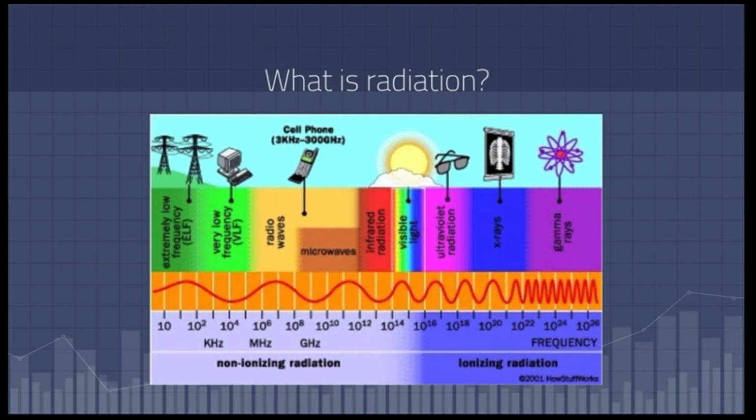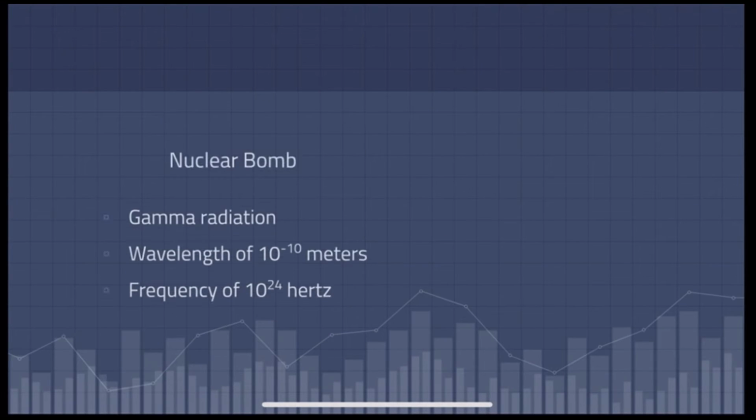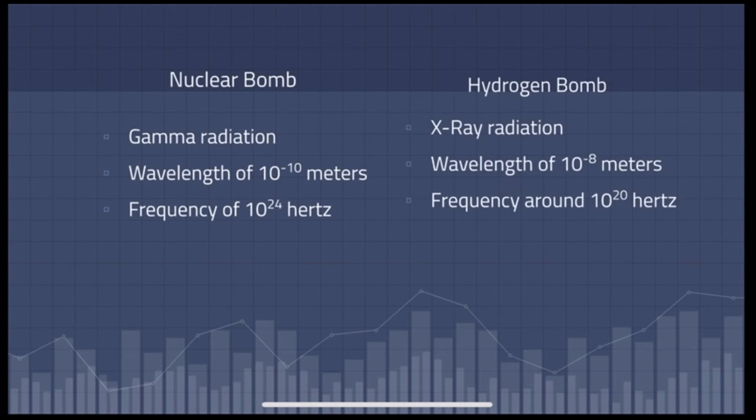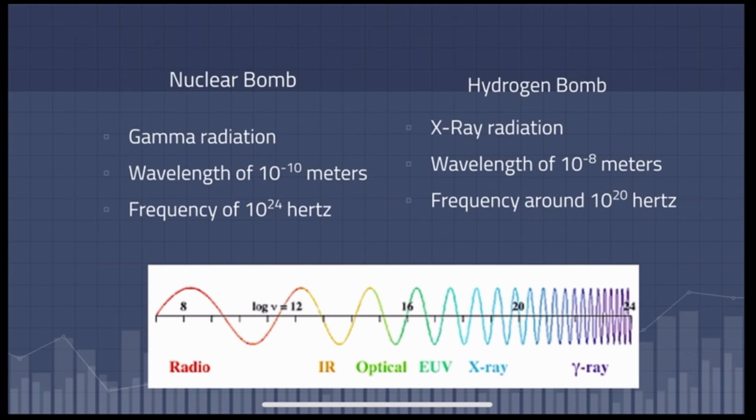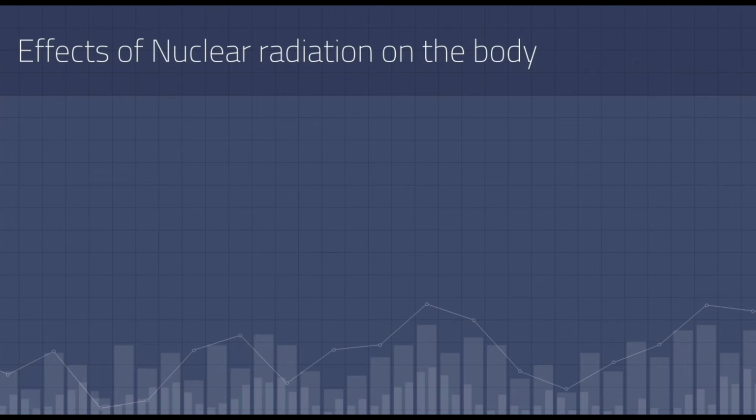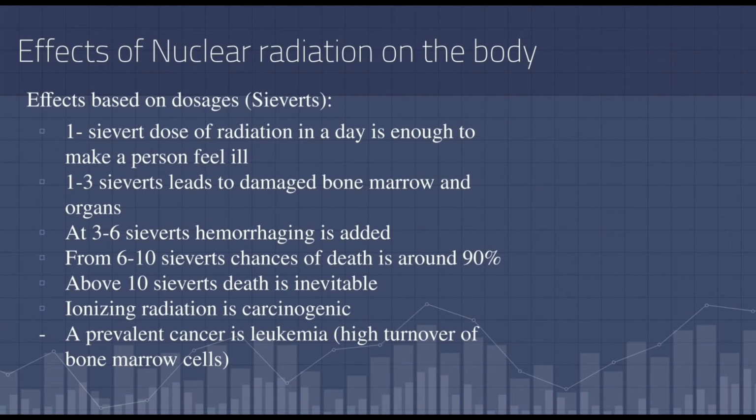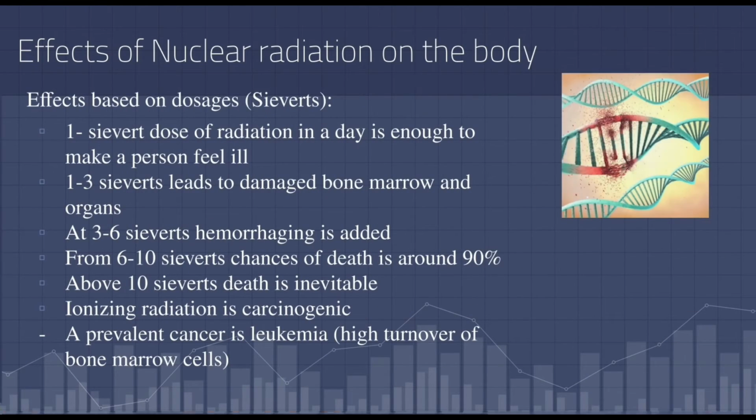Radiation is the emission or transmission of energy in the form of waves or particles through space or through a material medium. Nuclear bombs release the two strongest types of radiation, which are gamma rays and X-rays. Effects of nuclear radiation on the body. A 1 sievert dose of radiation in a day is enough to make a person feel ill.